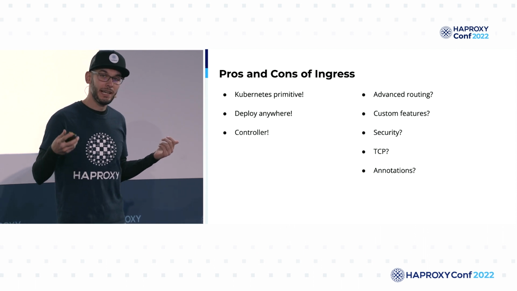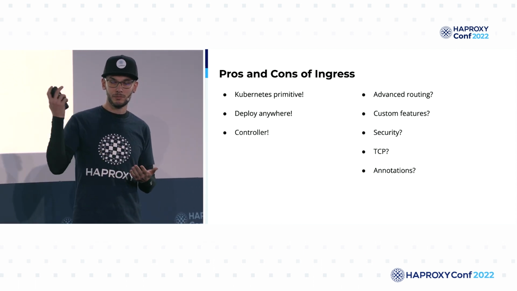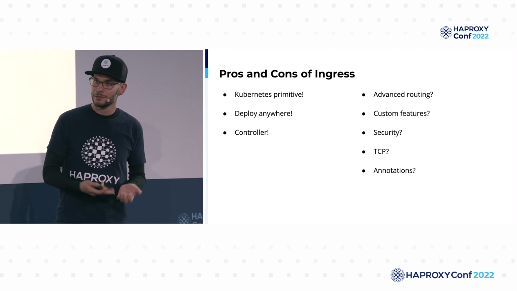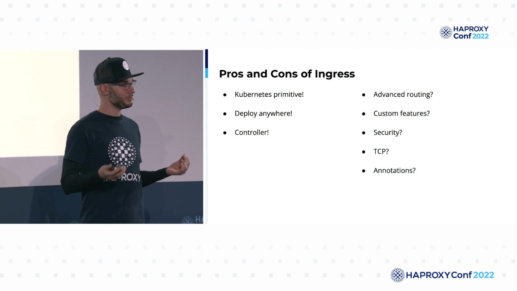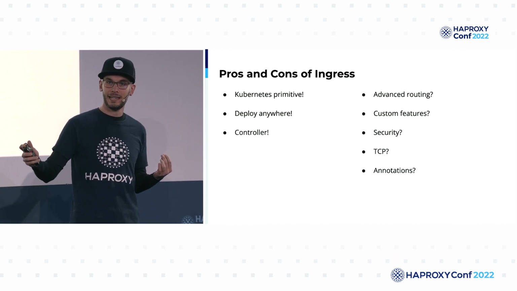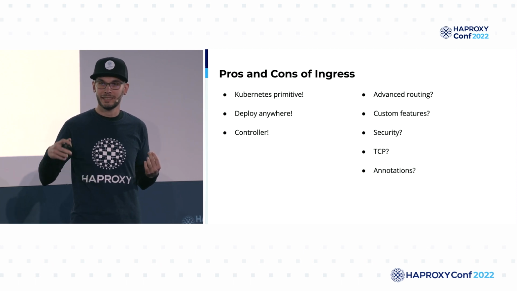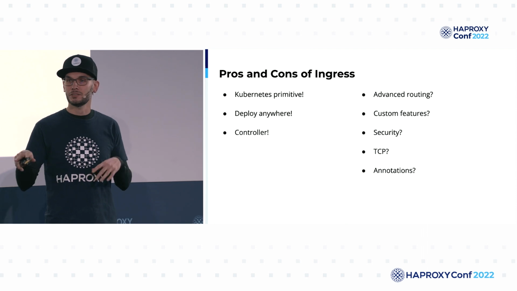We can deploy anywhere because the Ingress controller can be deployed on-prem, could be deployed on the cloud, on the developer's machine, and really important, there is a controller. So all the changes are declarative, and upon a change, the controller is generating the configuration on our own. So you don't need to SSH to the machine, edit the HAProxy configuration file, and so on and so forth. But obviously, there are some cons.